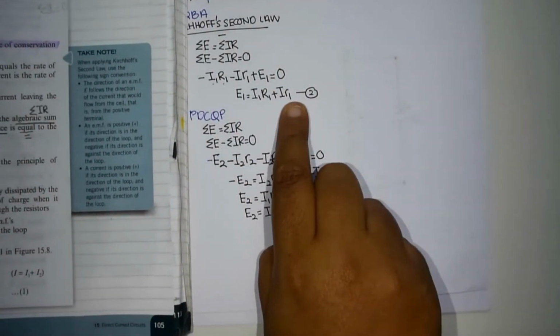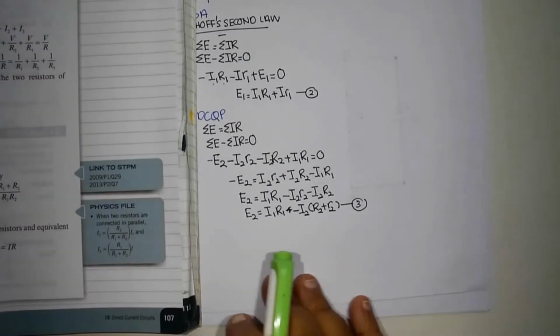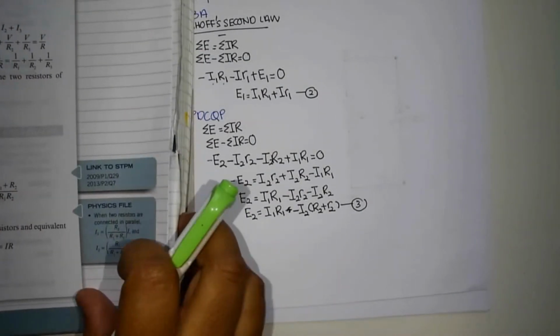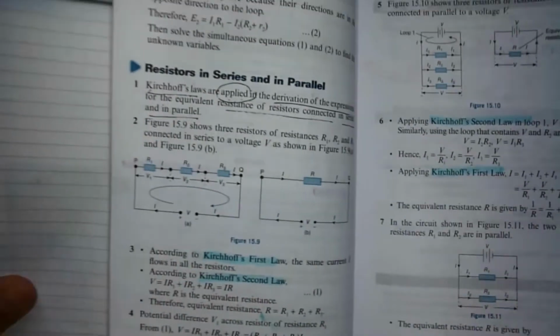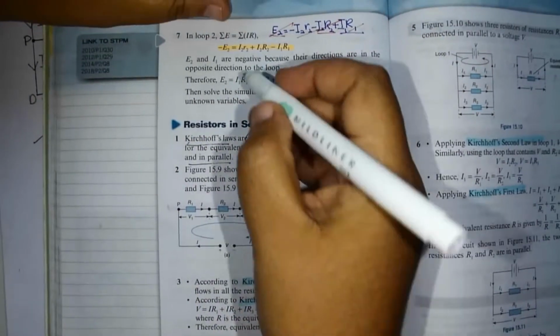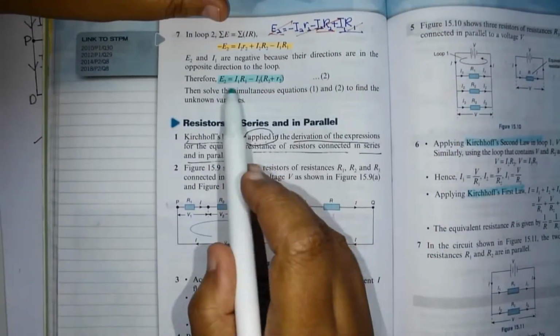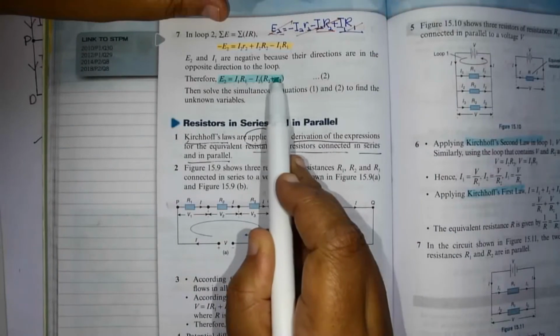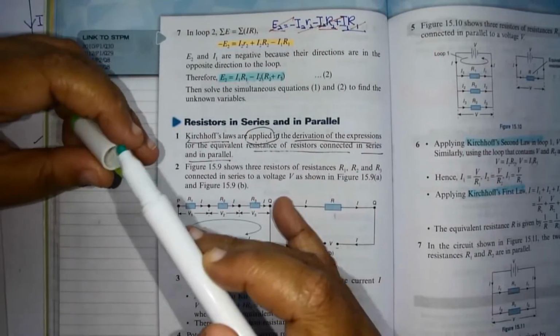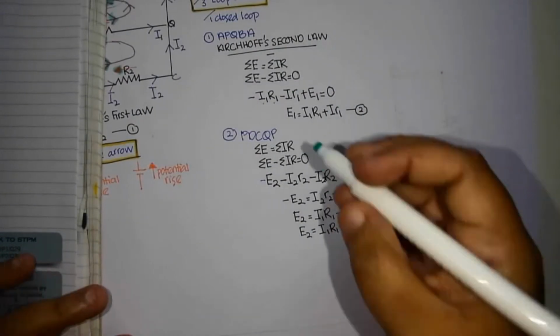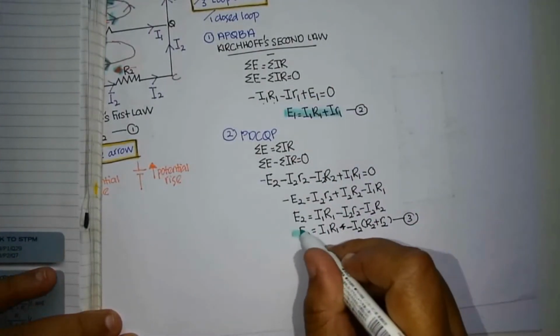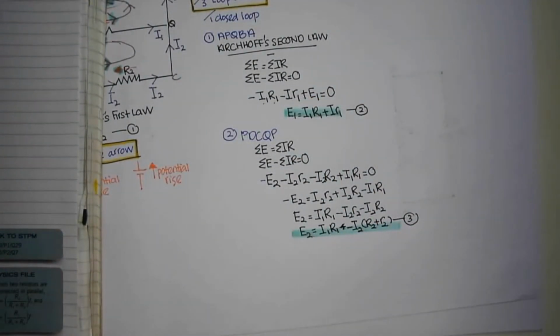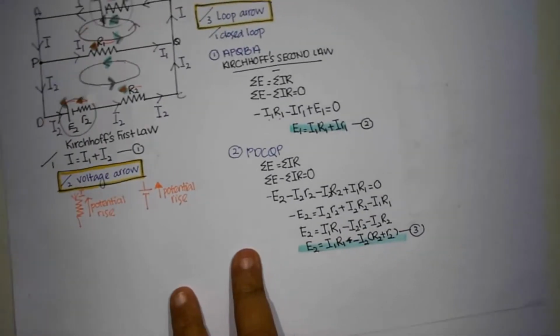Okay, all right. Now next, they got the answer will be E2 I1 R1 minus I2 R2 plus capital R2 plus small R2. Also they got the same. Okay, all right. So we have how many equations? We have all together 3 equations.